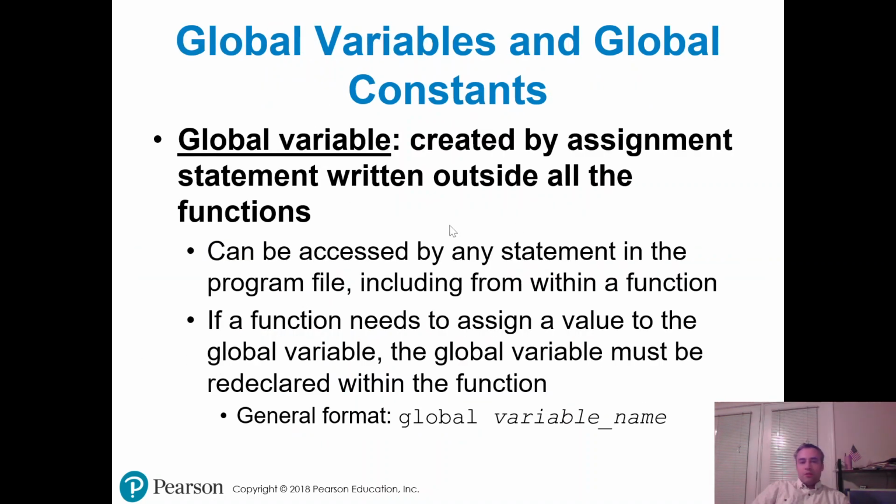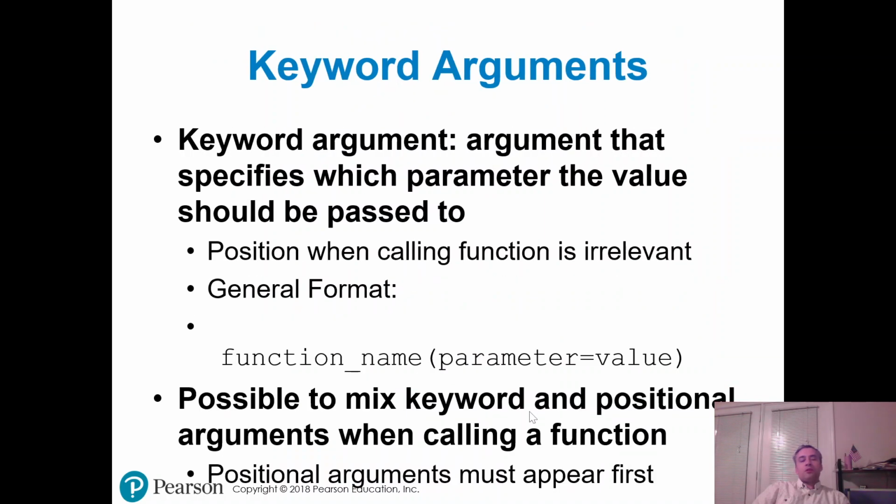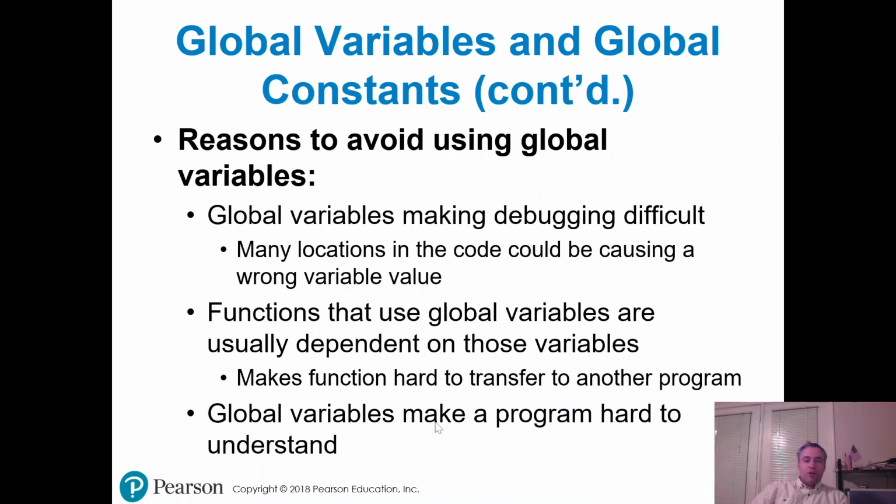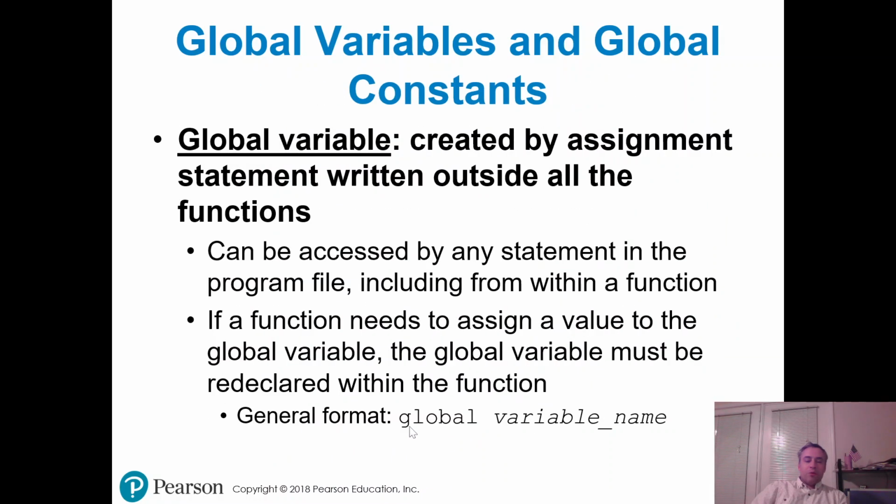A global variable is created by an assignment statement written outside of all functions. It can be accessed anywhere, and it should be avoided. Changing it inside the function should be avoided. So if you created something global, it's cool to have it as a global constant. That is not something you change throughout your program. However, you should avoid this kind of global variable declaration.